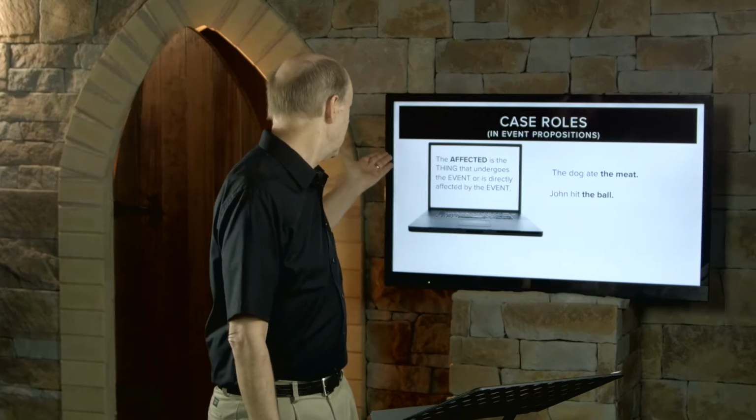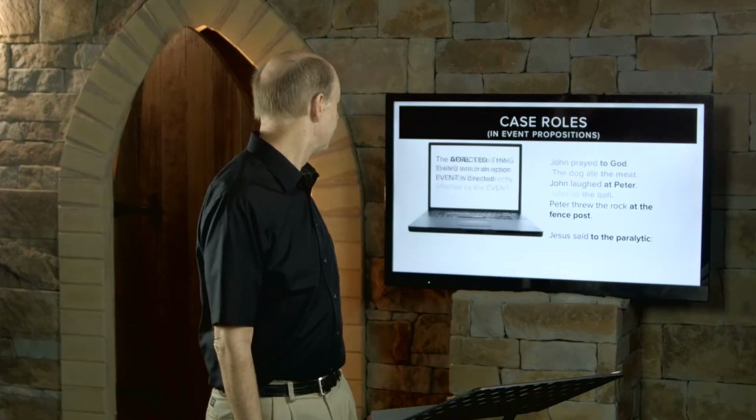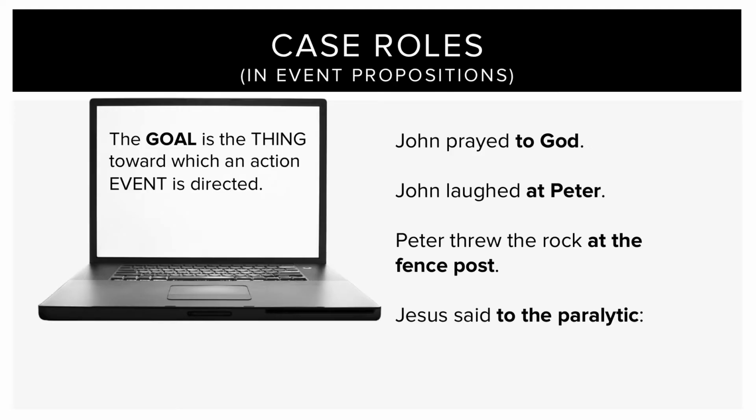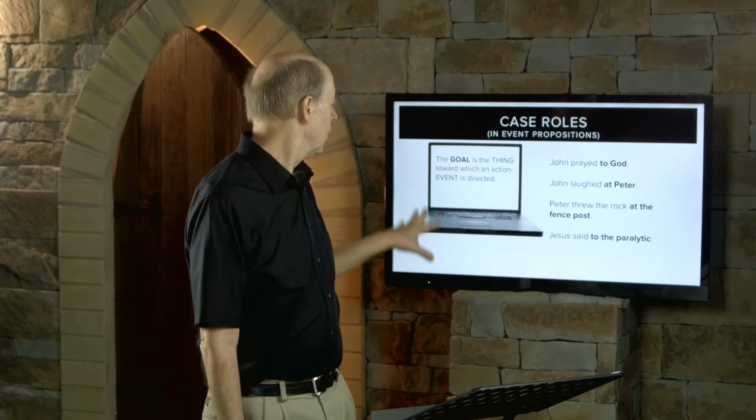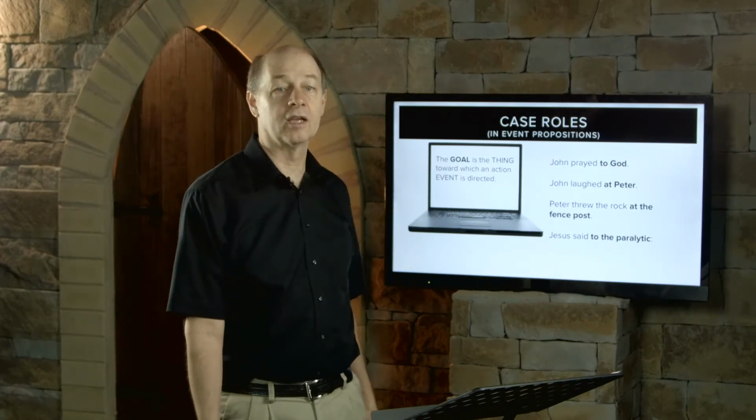The affected is the thing that undergoes the event or that is directly affected by the event. So for example, the meat and the ball, in these sentences: the dog ate the meat, John hit the ball. The goal concept is the thing toward which an action event is directed. This is slightly different than the affected. John prayed to God, John laughed at Peter, Peter threw the rock at the fence post, or from our passage in Mark chapter 2, Jesus said to the paralytic.